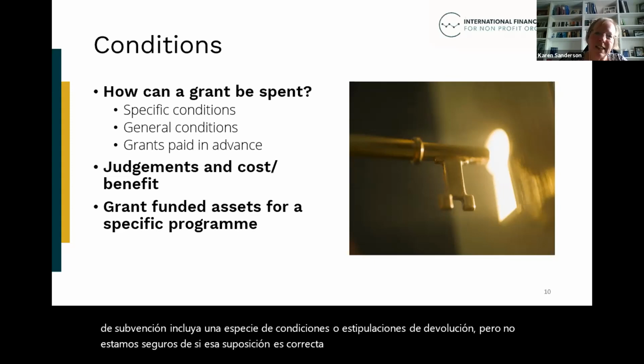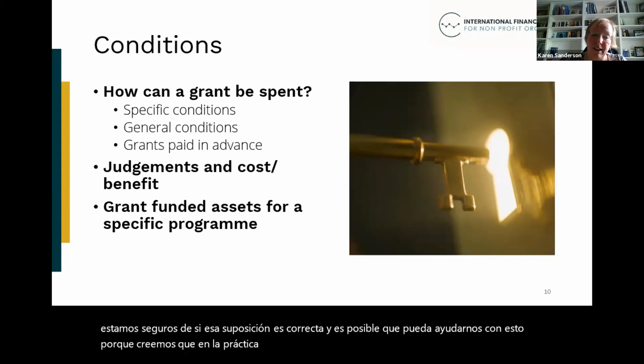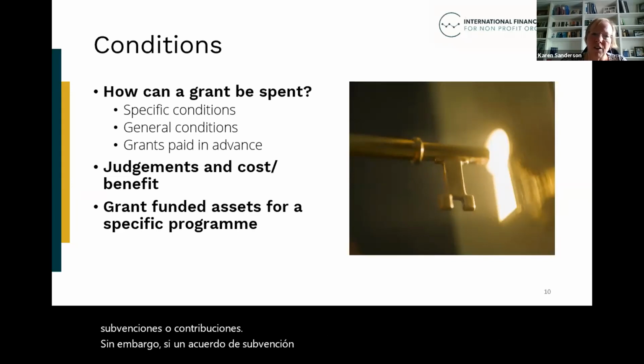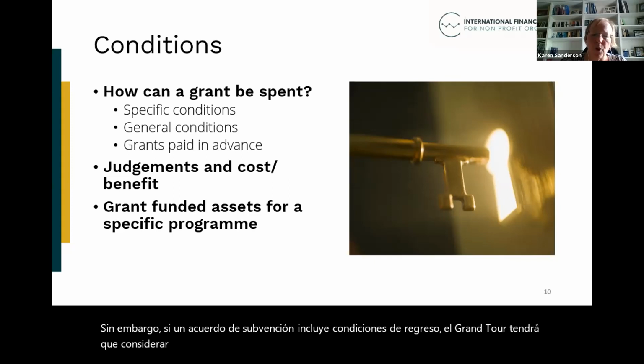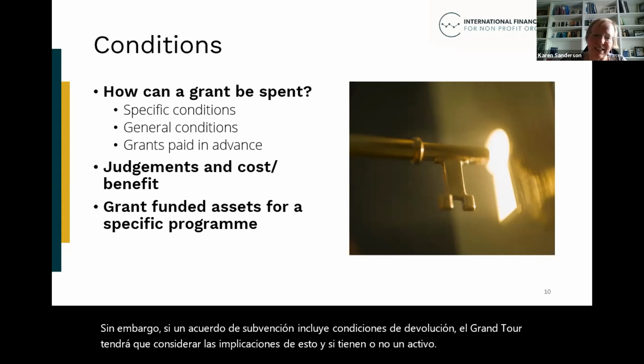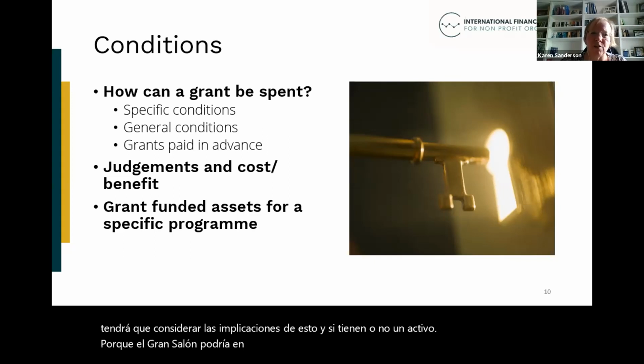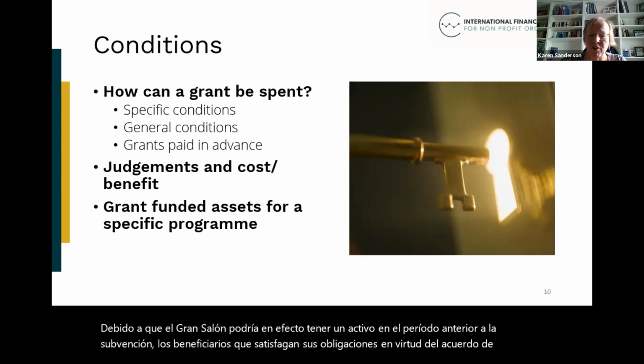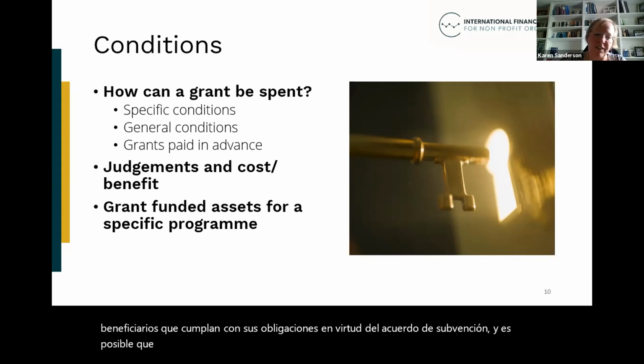Because we believe in practice there may be legal barriers to the return of grants or contributions. However, if a grant agreement does include return conditions, the grantor will need to consider the implications of this and whether or not they have an asset. Because the grantor might in effect have an asset in the period prior to the grant recipient satisfying its obligations under the grant agreement, and it might need to recognise this. So a separate transaction may need to be recognised for this kind of arrangement.